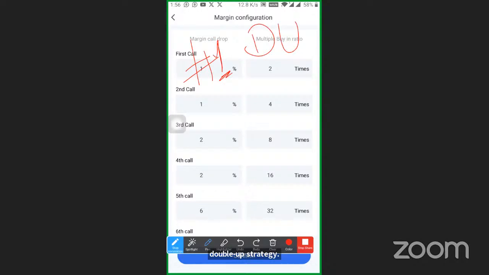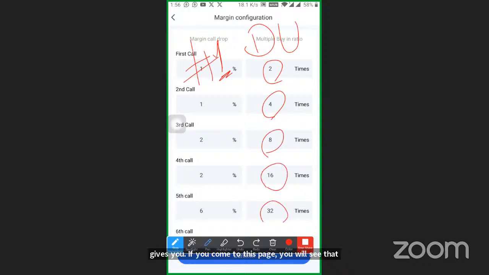Because this is what RoyalQ itself gives you. If you come to this page, you will see that these are the default settings, and these settings are already in double up mode. If you want to use the double up setting, you don't need to change anything here. Just use it as it is. And this is the best strategy that is recommended by our crypto masters team also, and also by RoyalQ.